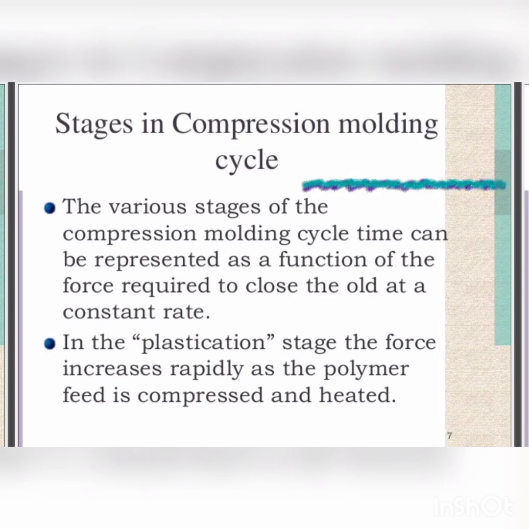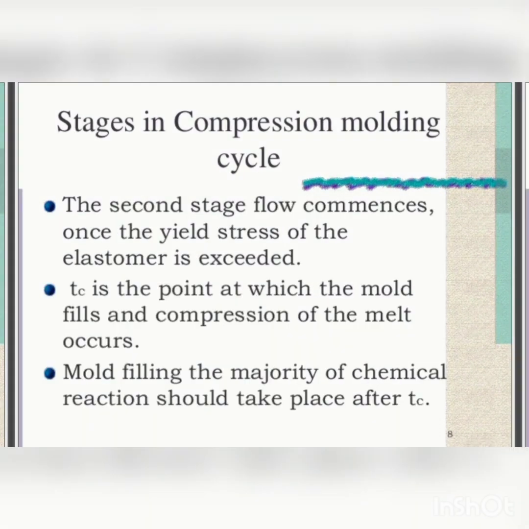And the other topic is stages in the compression molding cycle. In the second stage, flow commences only when the yield stress of the elastomer is exceeded. Tc is the point at which the mold fills and compression of the melt occurs. Mold filling: the majority of the chemical reaction should take place after Tc.